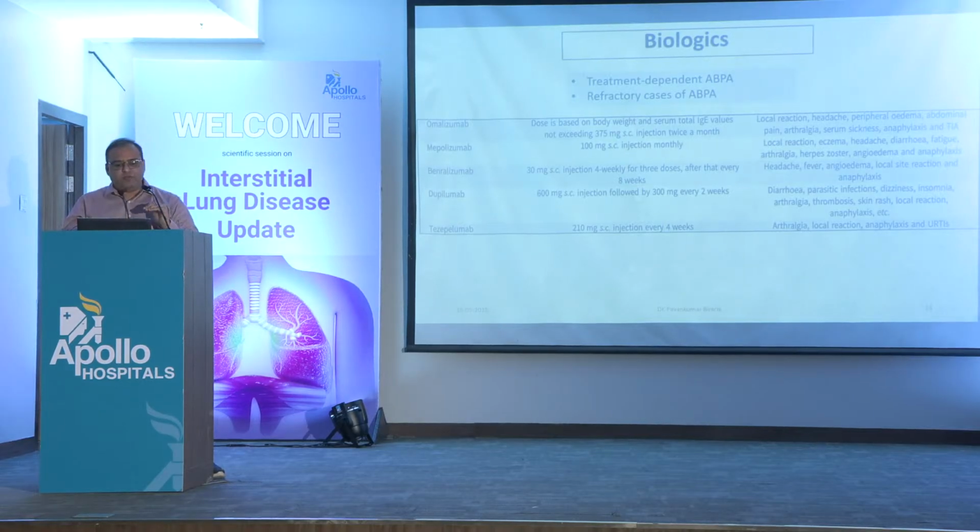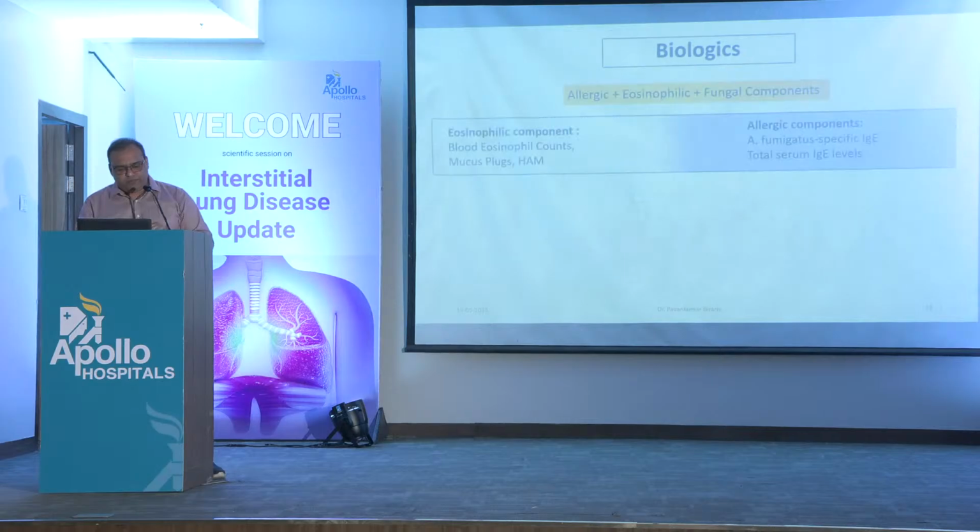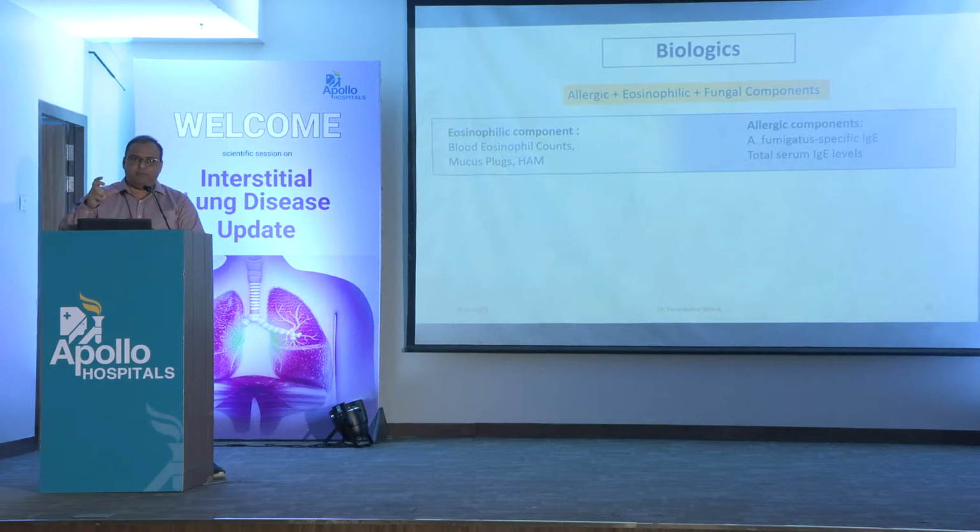What we have is mepolizumab, omalizumab, benralizumab, and dupilumab. We have 3 drugs, the top 3 drugs, available in India at present. So the decision for biologics is not clear. It depends on the individual doctor's preference and the total IgE level as well. So you look at the allergic, eosinophilic, and fungal component. Eosinophilic component means what? You have mucus plugs, you have HAM, rich in eosinophils. Or you have an allergic component, which means serology positive disease.